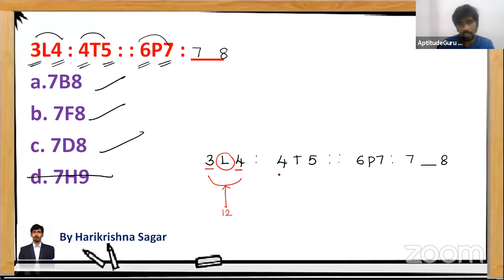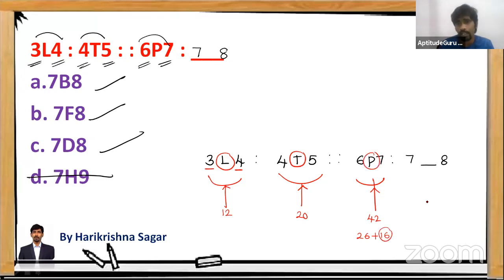So what is the logic here? 4 into 5. What is 4 into 5? 20. What is the 20th alphabet? That is going to be T. Similarly, we are able to see 6 into 7 is going to be 42. 42 can be written as 26 plus 16. The 16th alphabet is going to be P.